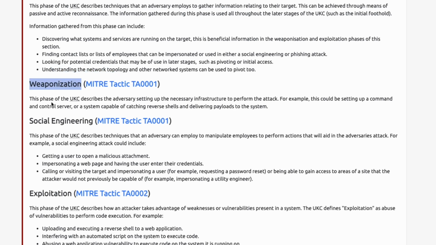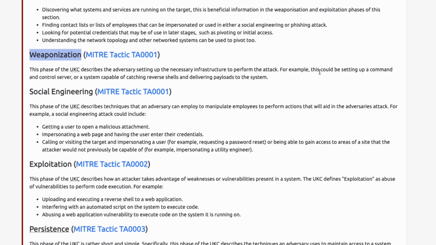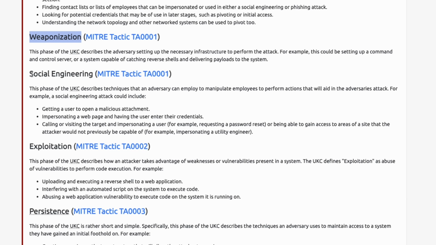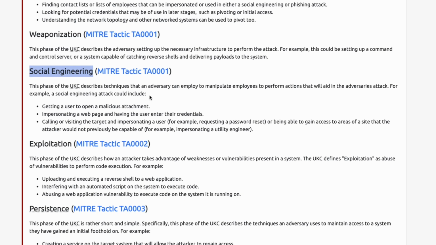Then you have weaponization, the phase of an attack that describes the adversary setting up the necessary infrastructure to perform the attack. It could be a command and control server, a system capable of catching reverse shells and delivering payloads to the system. Then social engineering, which targets the weakest link in the chain, the human involved in any company infrastructure. It's basically to manipulate employees to perform actions that will aid in the adversary's attack.